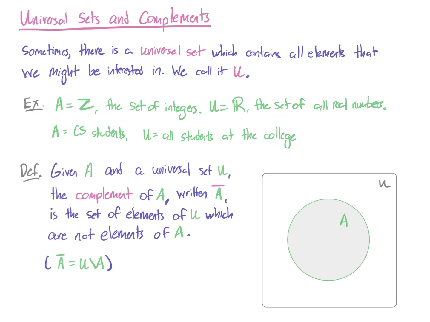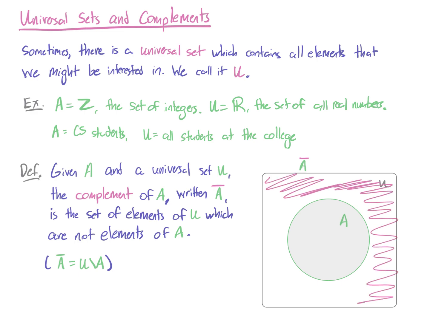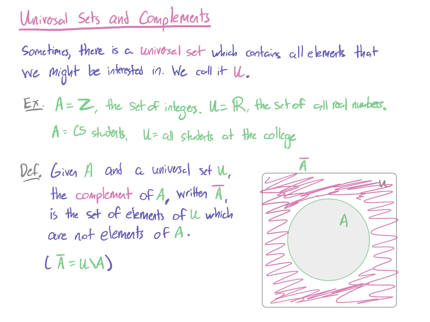Now, if I want to form A complement, what I need to do is look at everything that's in the universe that's not in A. And so that means everything that is in this universal set excluding the contents of A. So if I want to draw complements using Venn diagrams, what I do is I look for everything that is not in the set A and I shade it in.